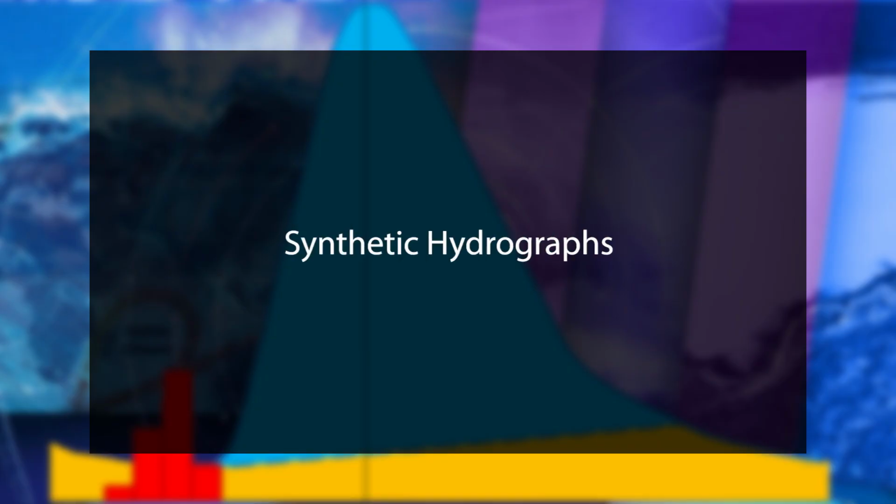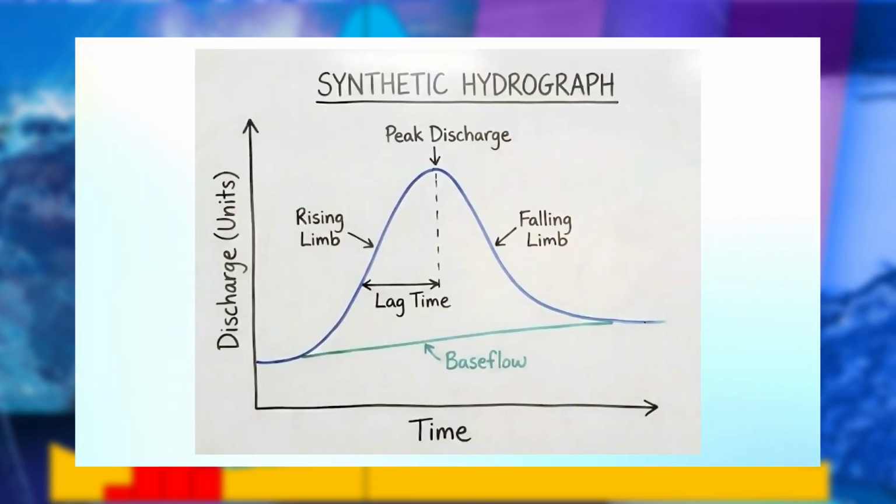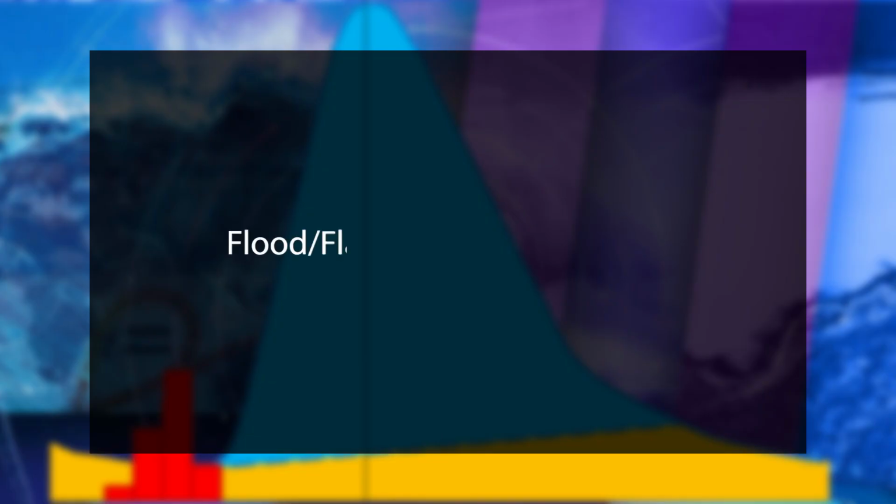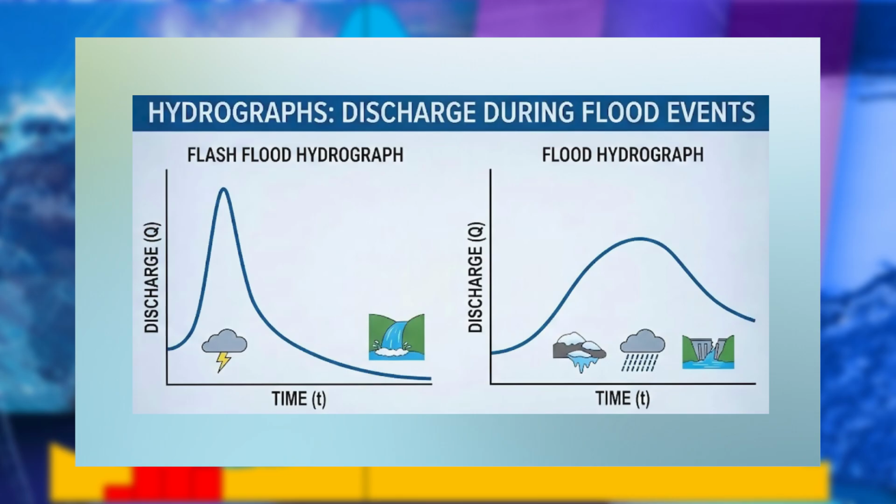The fifth type of hydrograph is the synthetic hydrograph. Synthetic hydrographs are computational models developed to simulate flow responses for theoretical rainfall events or basins lacking observational data. This type of hydrograph is used in planning, design, and real-time decision making, especially in ungauged basins. The sixth type of hydrograph is the flash flood hydrograph. These hydrographs represent discharge during flood events caused by intense or prolonged precipitation, snowmelt, or dam breaks.